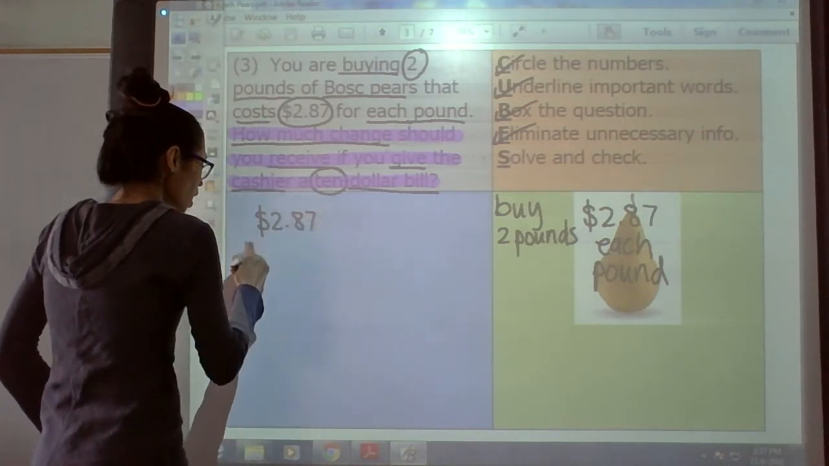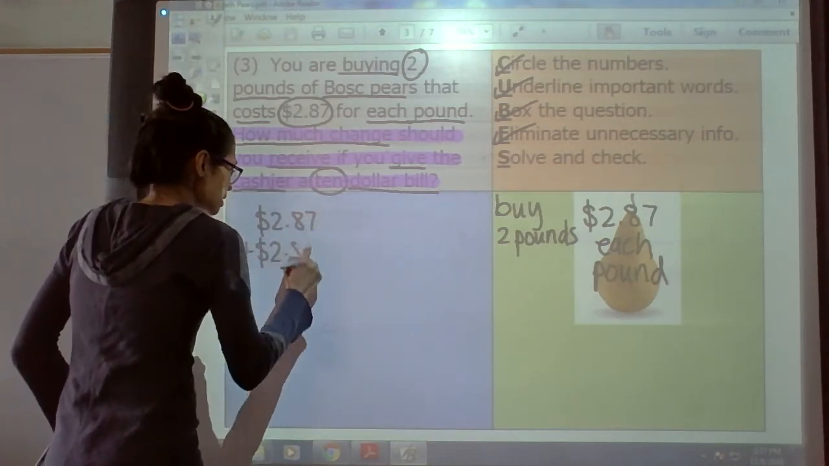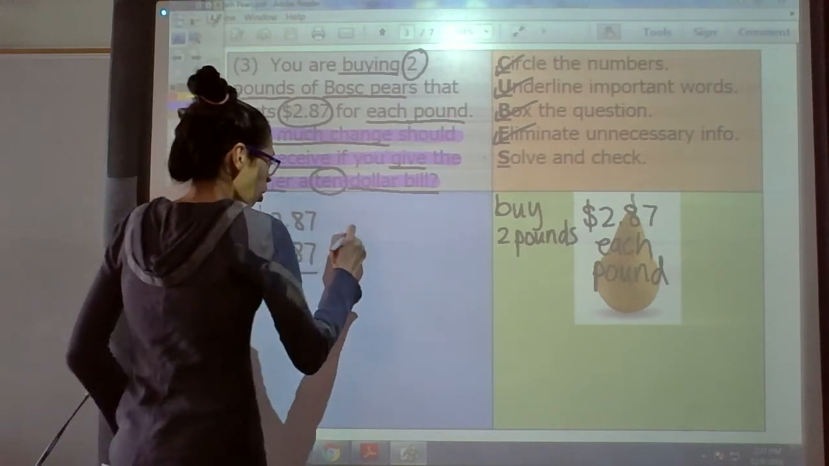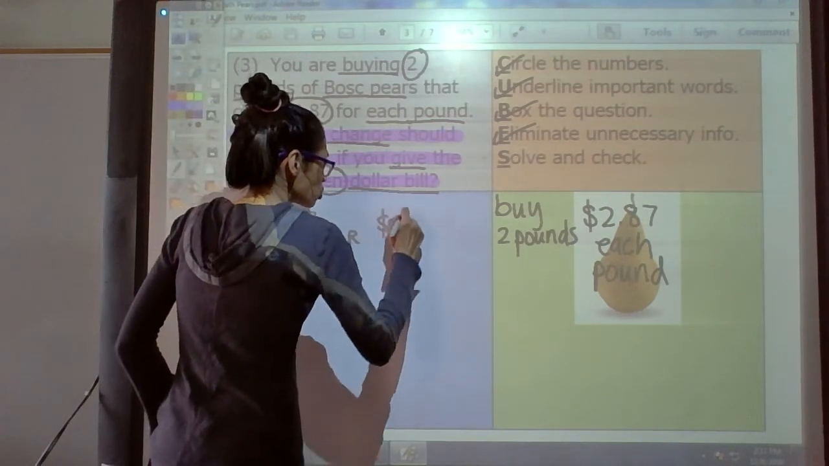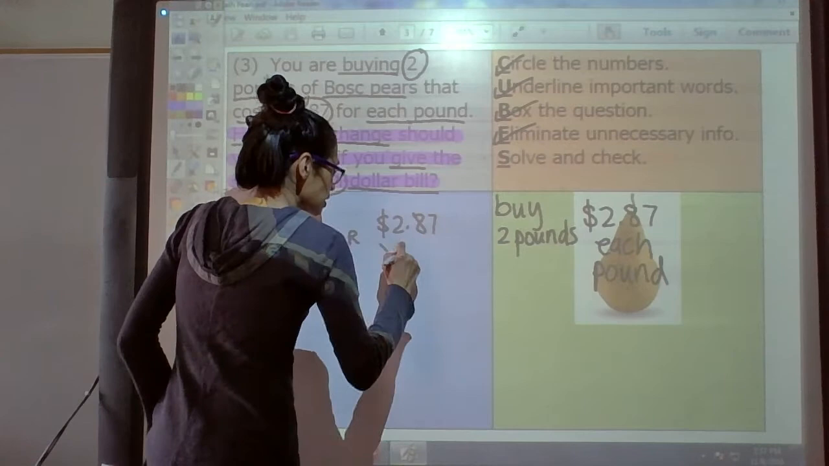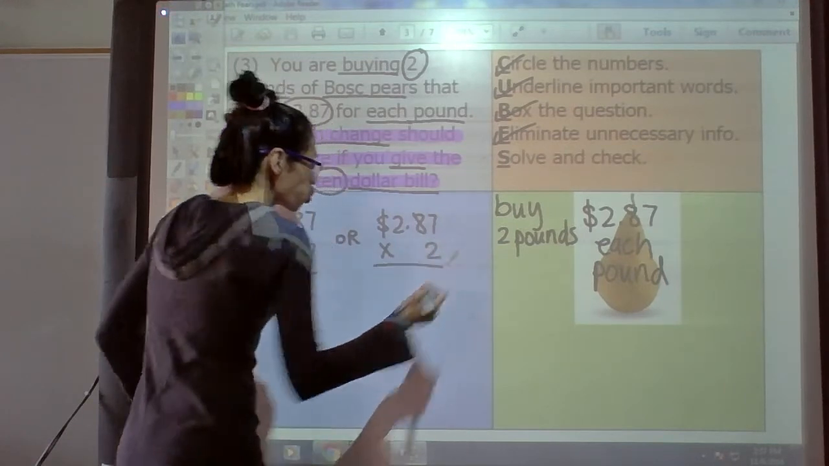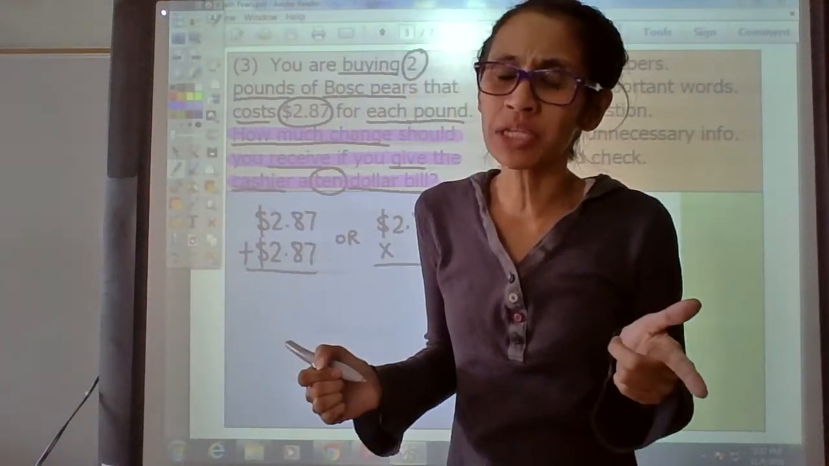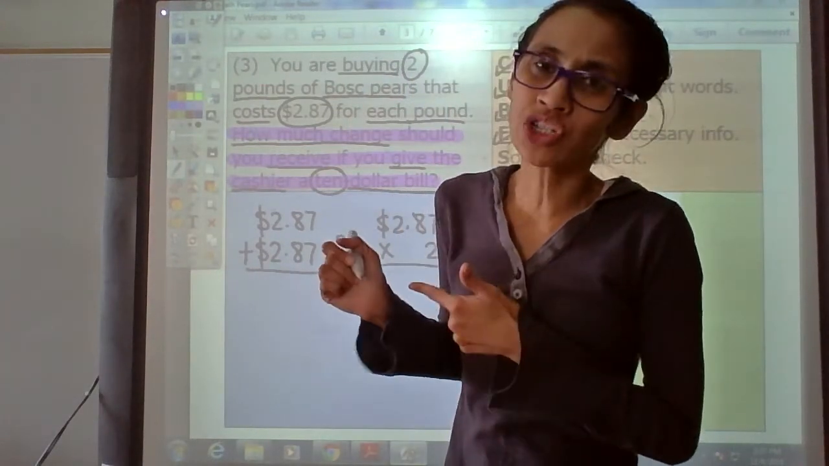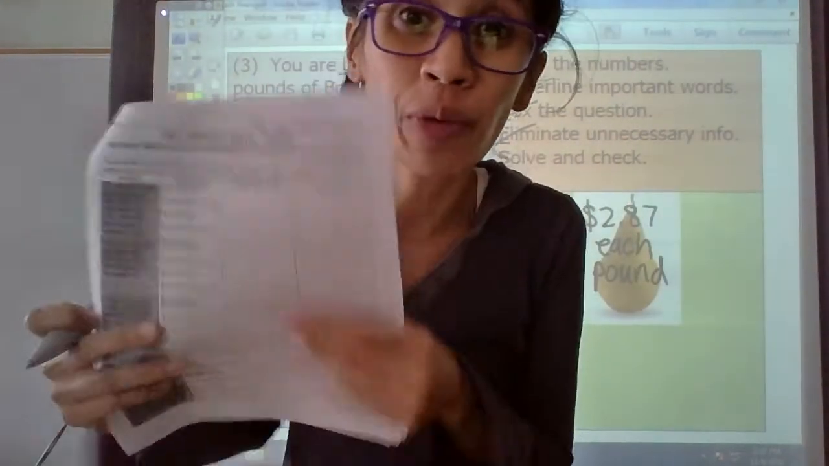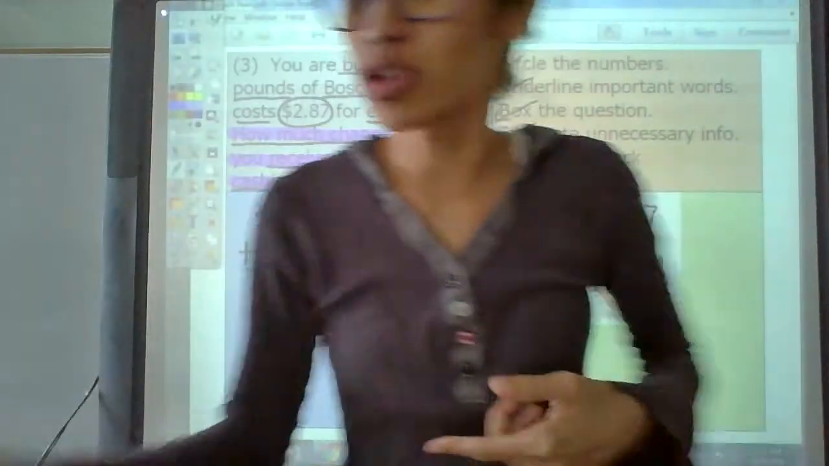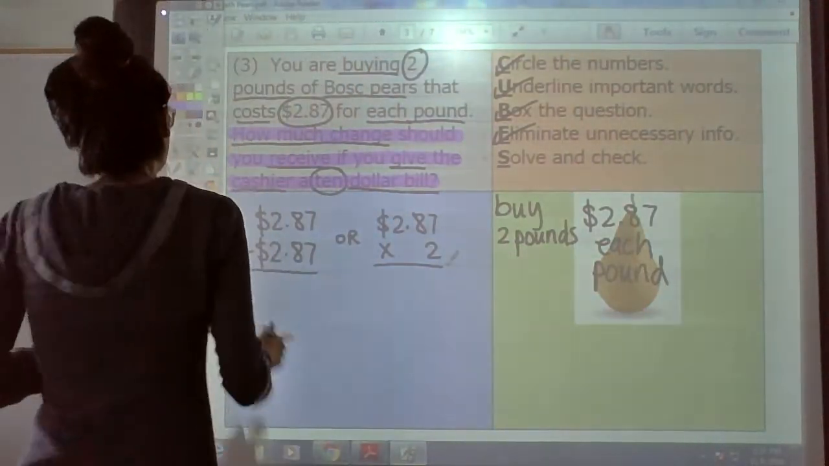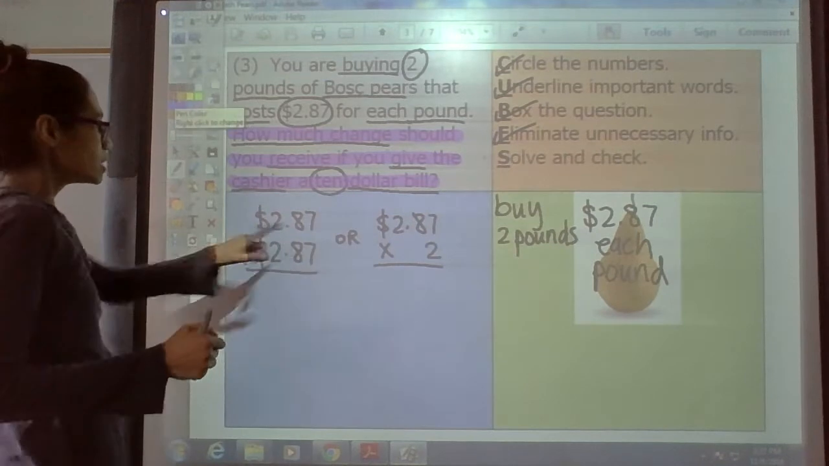$2.87 plus $2.87, or you can do $2.87 times 2. We need to do it twice. Now, I am going to show you both ways. If you want to be awesome and amazing too, you can show both ways on your paper right there. Show it right there and show your work. Are you ready? Let's work it out.